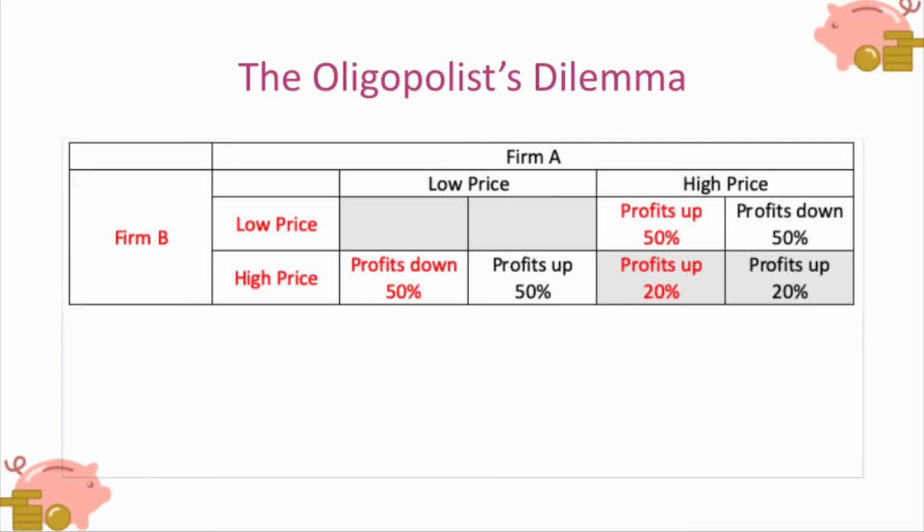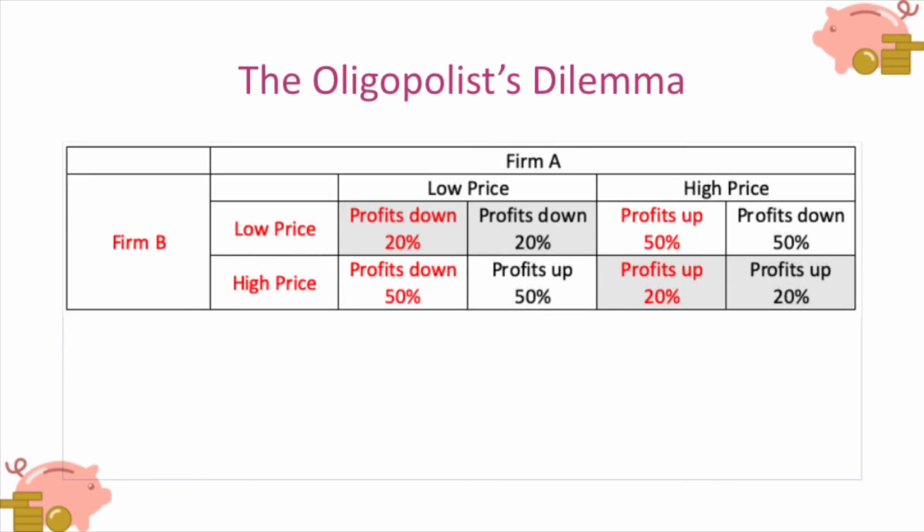Firm B has exactly the same realisation, that if it puts its prices down while firm A persists with the high price strategy, then firm B will gain all of those customers. Its profits will rise by 50% while firm A's profits fall.